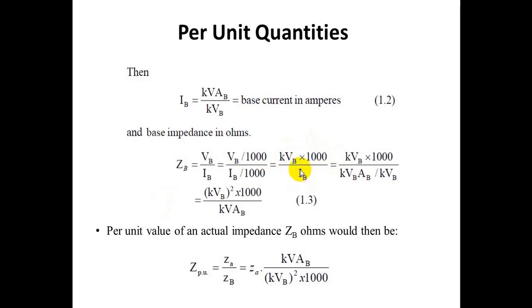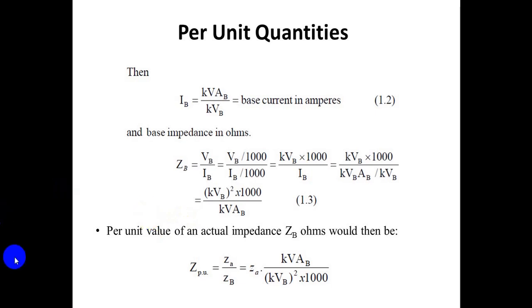And if we replace the value of IB from this equation, you can see here this is kVA base over kilovolt. So here the kilovolt will go upward, and this is the complete formula: the base impedance is equal to the square of the voltage, kilovolt squared, multiplied by 1000, divided by kVA base. So you will use this formula to calculate the base impedance, which will be derived from the voltage and power as base values. So this is the base value.